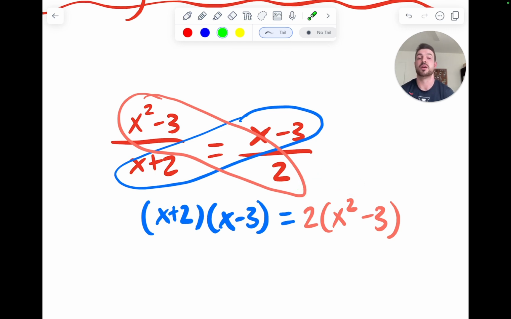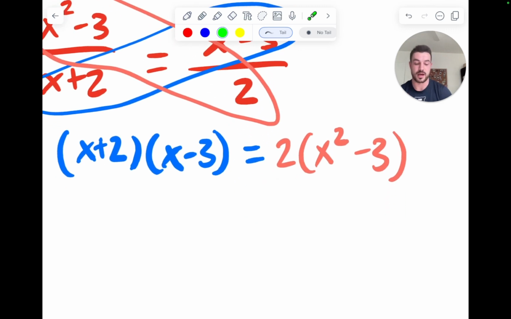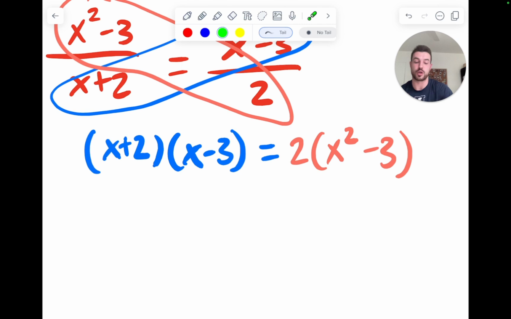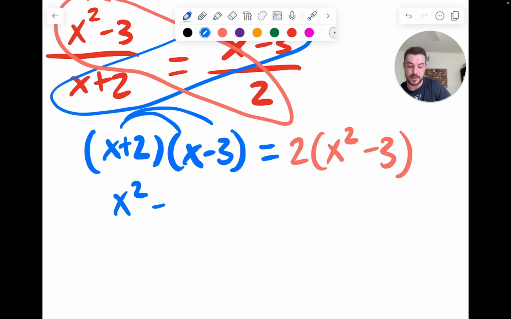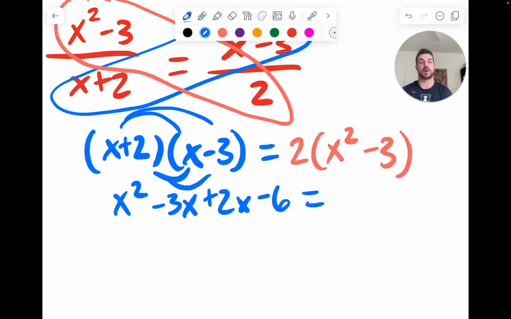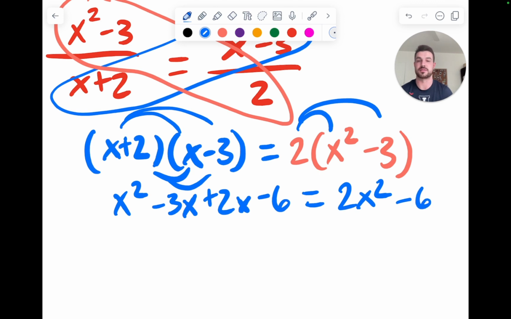It really doesn't matter. What matters here is by cross multiplying, we are able to get rid of the fractions, essentially. Now, from here, it's just like solving every other equation. On my left side, because I have two binomials next to each other, I am going to FOIL them out. So I get x squared minus 3x plus 2x minus 6 is equal to, and then on the right side, I'm going to distribute the 2 in to get 2x squared minus 6.